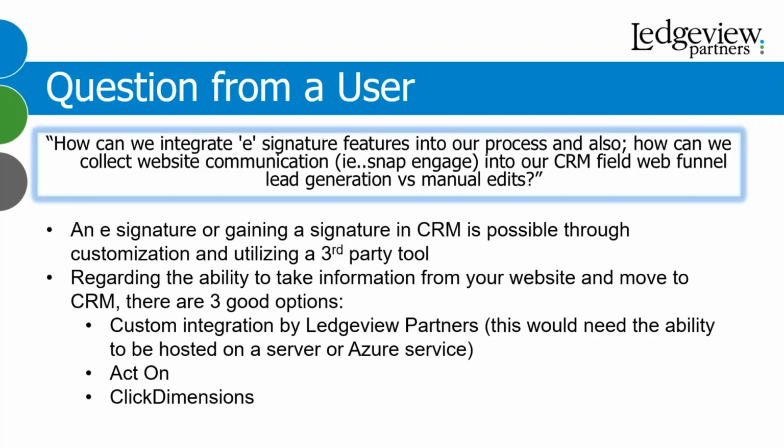Otherwise, there is Act-On and ClickDimensions that you can integrate. They integrate right into CRM. So this is something that a partner like ourselves can help out with in terms of the integration. And then there's also a fee with Act-On and ClickDimensions. But those are the 3 best options. And it's all dependent on what you're using it for, how many emails you're sending, what the use case is, and that's something that working with a partner like Ledgeview Partners can help to analyze and understand what would work best.